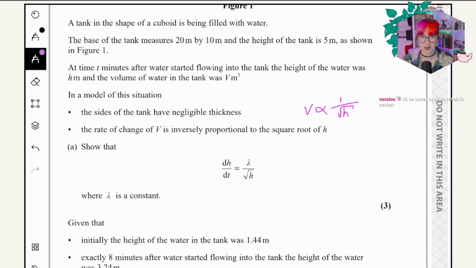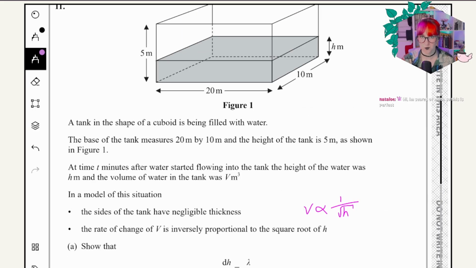The top bit just tells us that, assume that's the size of the water. Don't worry about taking anything off for inches.